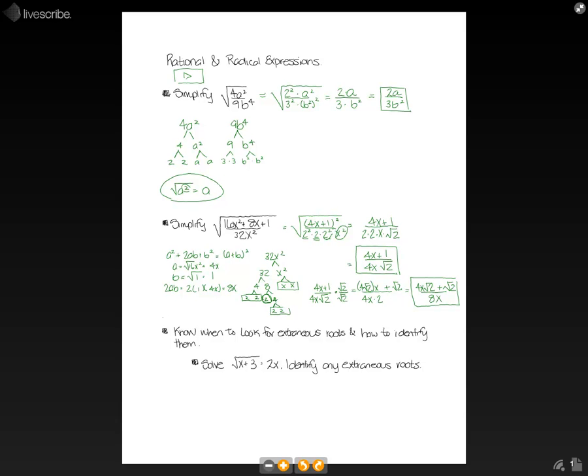So the first one, or this one, the only one, we have: solve the square root of x plus 3 equals 2x, and then identify any extraneous roots. First thing we're going to want to do, we can't really do anything with square roots over them because it's kind of like apples and oranges. You can't really combine them. However, we can square both sides, which will get rid of the square root. So the square root of x plus 3 quantity squared is just going to be x plus 3. Again, using this idea up on the top, the square root of a term squared is the term.